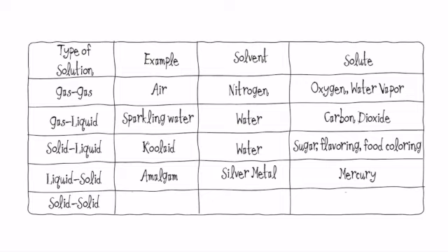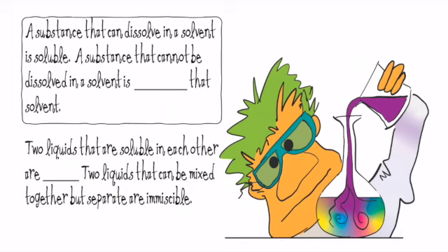And the last type would be solid and solid. So like sterling silver. Silver would be the solvent, and usually copper is the solute. A substance that can dissolve in a solvent is called soluble. A substance that cannot be dissolved is insoluble in that solvent. Two liquids that are soluble in each other are miscible. Two liquids that can be mixed together but separate are immiscible.